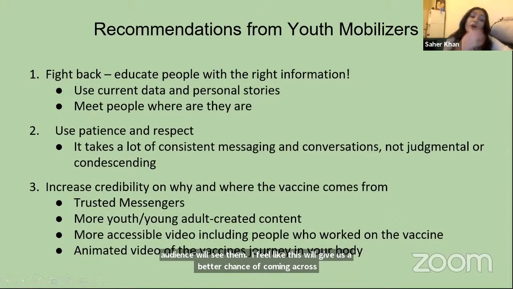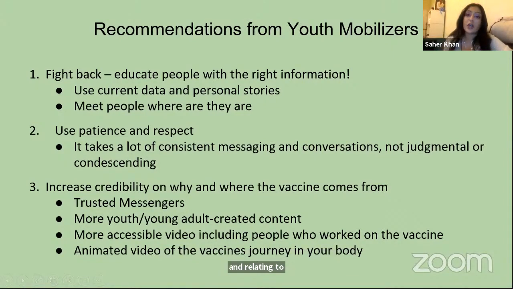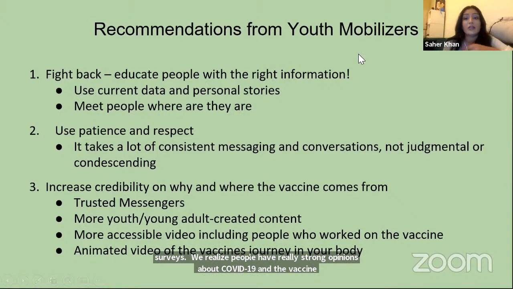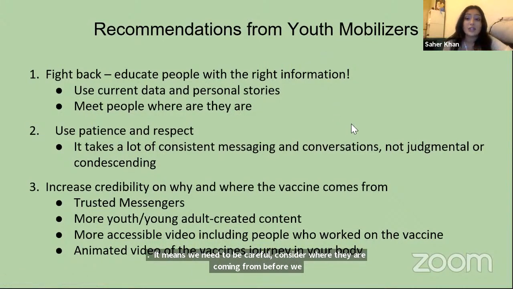We have to remember to be patient and respectful when going out and conducting the surveys. We realize that people have really strong opinions about COVID and the vaccine. It means that we just need to be careful, consider where they're coming from before we approach them with suggestions. We discovered that instead of attacking their belief systems or offering incentives, we want to come from a place of support that says, hey, we care about you, we care about your health, this is why you should get vaccinated.